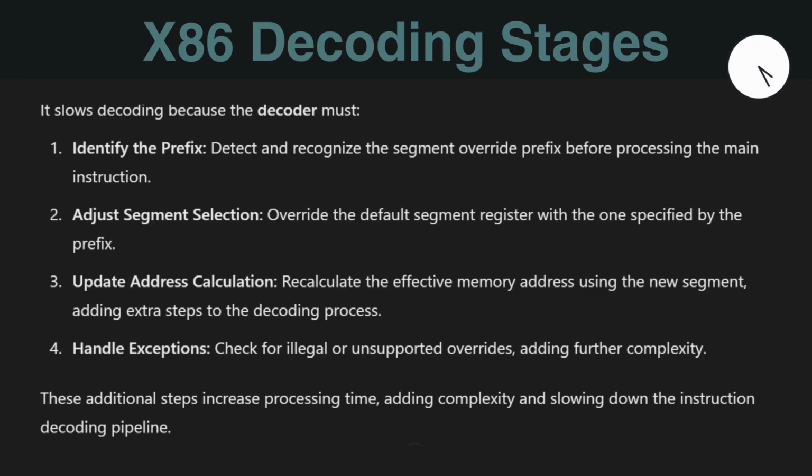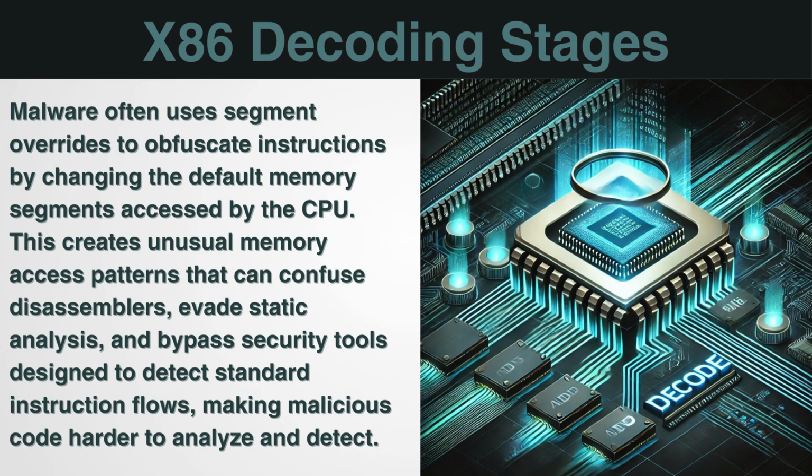It slows decoding because the decoder must apply the override and adjust memory calculations accordingly. Segment overrides increase decode time by forcing the pre-decoder to identify and apply non-default segment registers. Frequent use of segment overrides can clog the decode pipeline, and malware often uses unusual segment overrides to obfuscate instructions. And too many instruction prefixes can cause decoding stalls, as these prefixes add extra bytes to instructions, requiring the decoder to spend more time identifying instruction boundaries and adjusting settings before it can proceed with decoding.